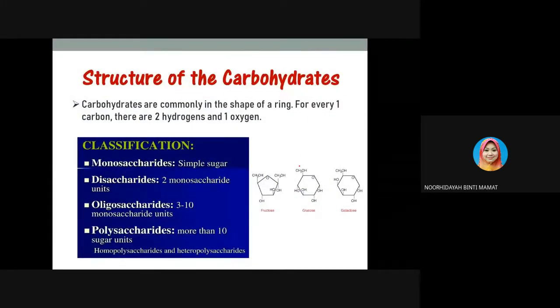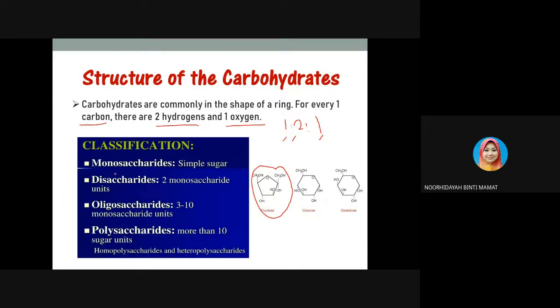So the structure of carbohydrates. Most carbohydrates consist of carbon, hydrogen, and oxygen. The ratio I was just talking about is 1 carbon to 2 hydrogen to 1 oxygen. They are commonly in the shape of a ring, as you can see here. Fructose, for example, is in the shape of a ring, and it has the elements carbon, hydrogen, and oxygen.